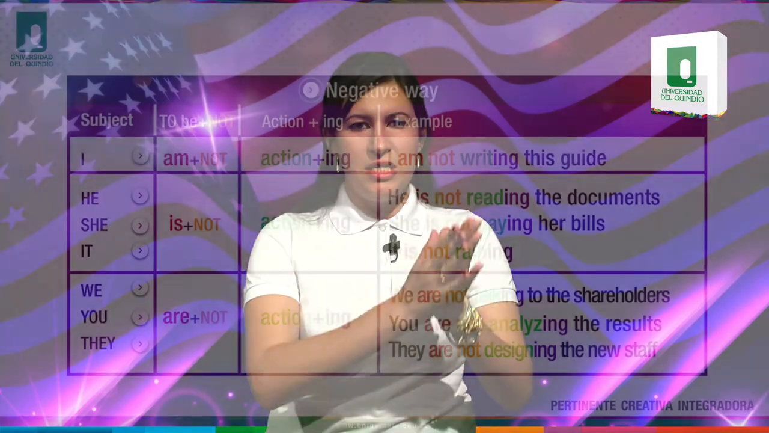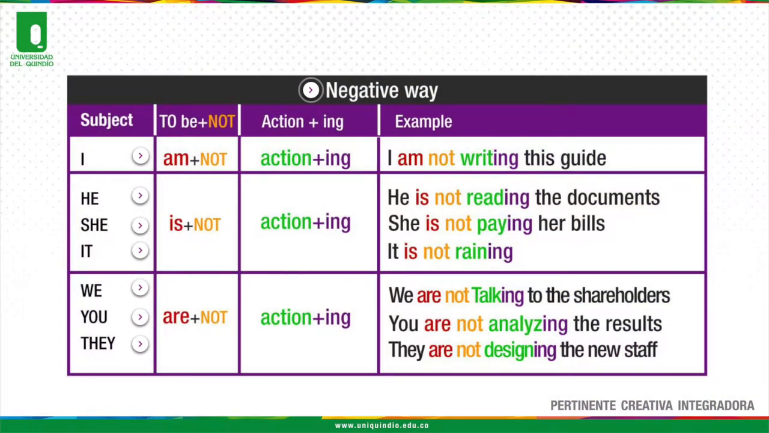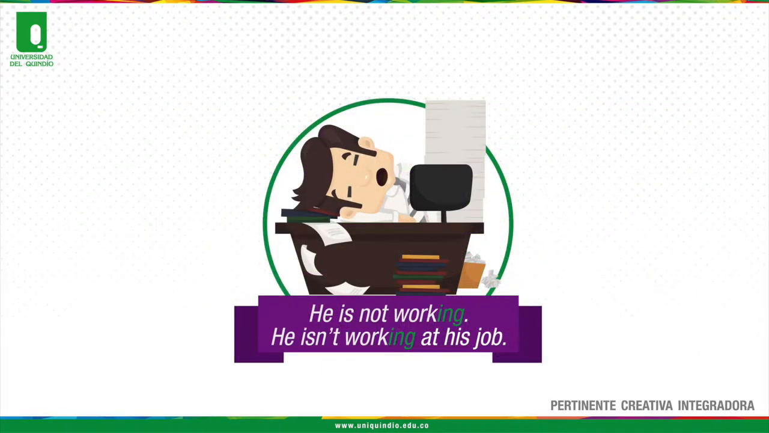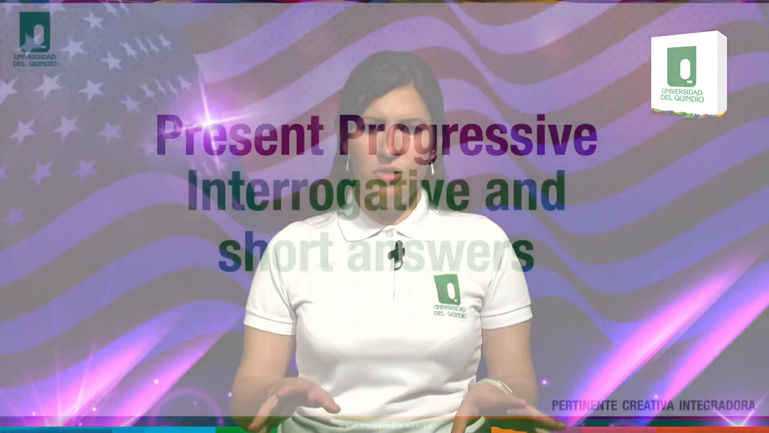The structure, as always in English: subject, verb to be, negative statement, action verb plus ing. She is not working, or she isn't working. Remember, is not or isn't is the same. Are not or aren't is the same. They aren't working. They are not working at their job.